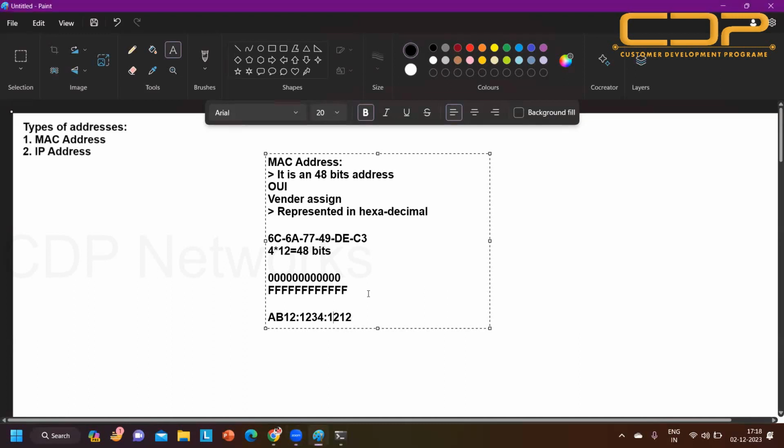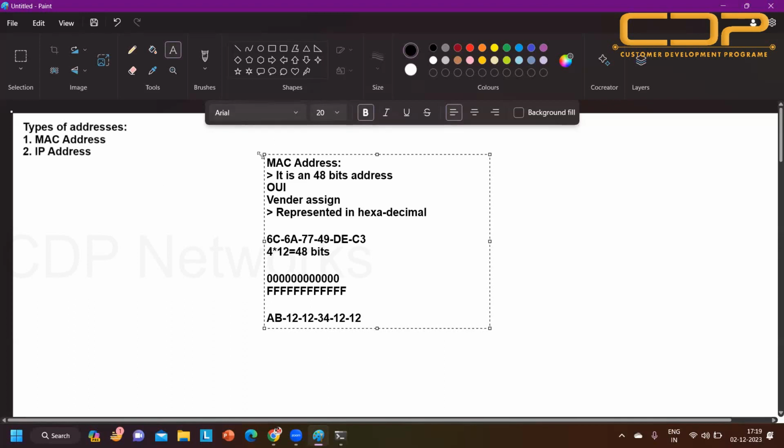Or I can represent this MAC address like this also. Here I can replace it. There is no difference between this and the previous MAC address. Here also I can write a dash. All MAC addresses are the same. The difference is in representation only. In every MAC address there are 12 characters, and each character carries 4 bits. So the total length of MAC address is 48 bits.